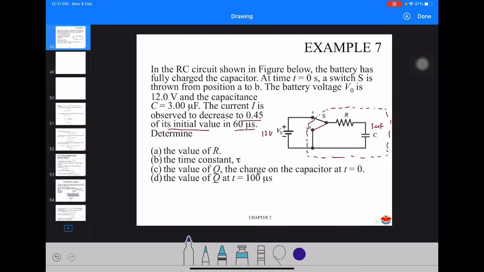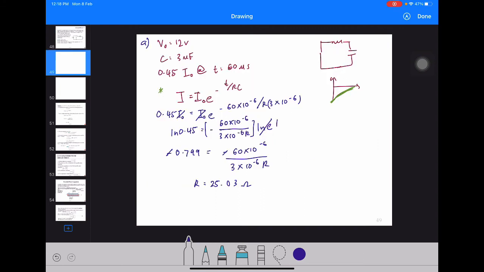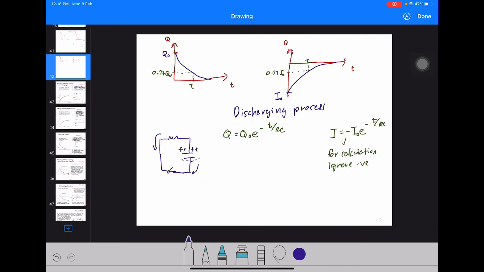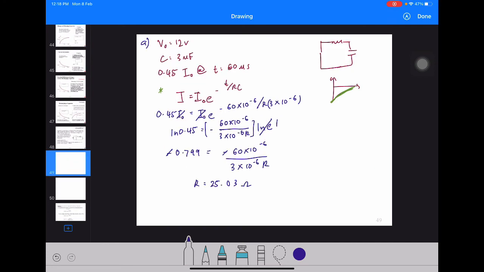Okay, question C. The value of Q, the charge on the capacitor at t equals 0. If you try to draw a graph here, we go back to our notes just now. For discharging, our graph for Q would look something like that. So just redraw it over here. This one is I against time. This one is Q against time. So Q0 is over here, where the time is 0.